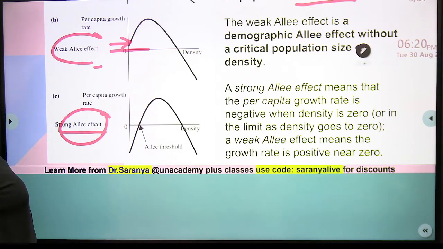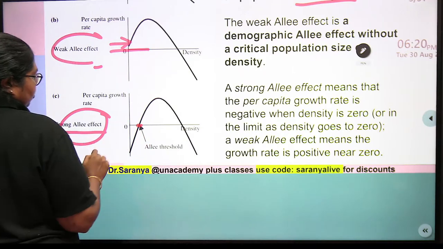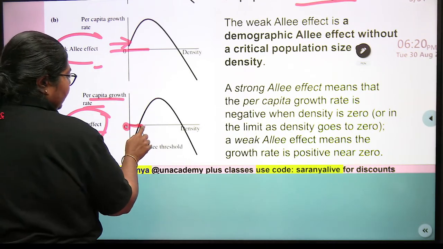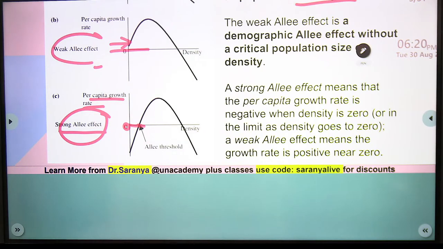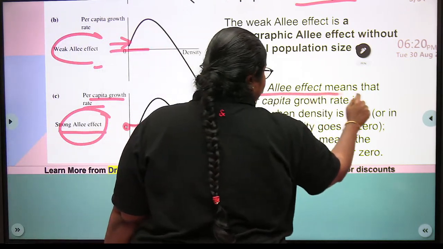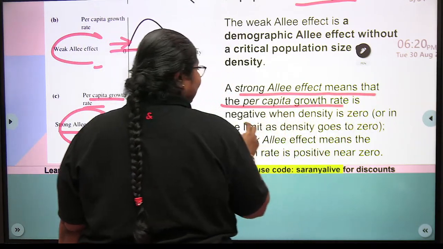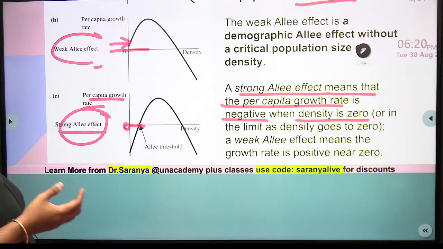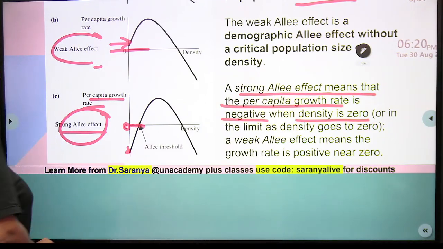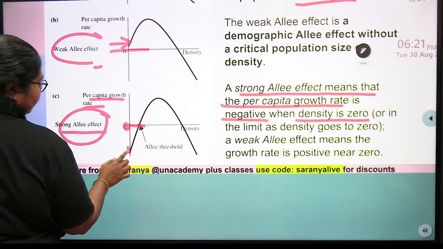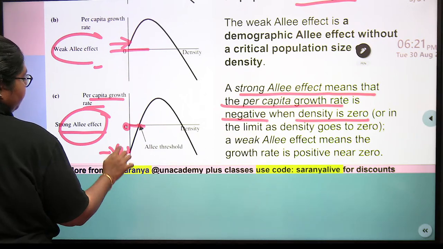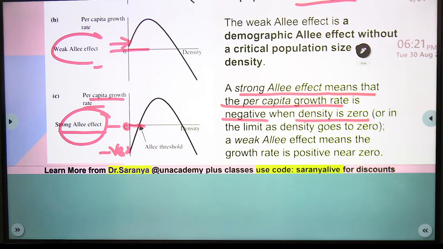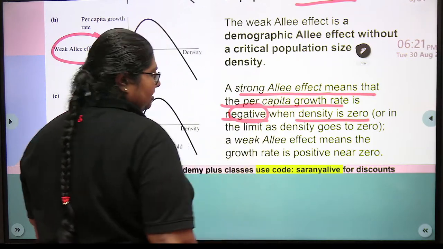In case of the strong allele, what happens? If the density is zero, the per capita growth rate is also near zero. The strong allele effect means that the per capita growth rate is negative whenever the density is zero. So this per capita growth rate goes in the negative, below the zero. Here it is above the zero, but here it is going to be below the zero. Below the zero means it is negative.